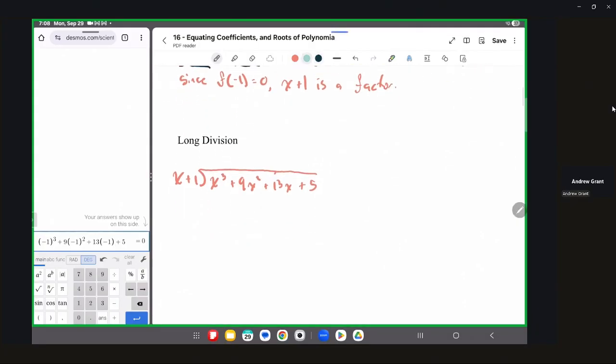And so we ask ourselves on this line, how many times does x go into x cubed? It goes in x squared times. And so we'll put an x squared up here. And on this line, we will write x squared multiplied by x plus 1.